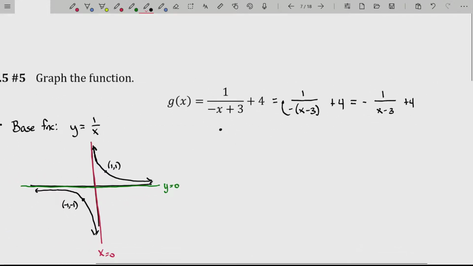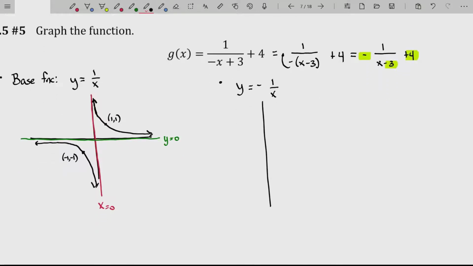And so that negative in front, now that I've written it that way, will reflect this function. So I'm going to graph y equals negative and then 1 over x. Notice I'm reading it from left to right, so I'm applying the negative first. And you don't have to spend a lot of time on this. I'm just talking while I do this, so obviously it takes me a little more time talking and doing this at the same time. But really, you can kind of chicken scratch this out very quickly.